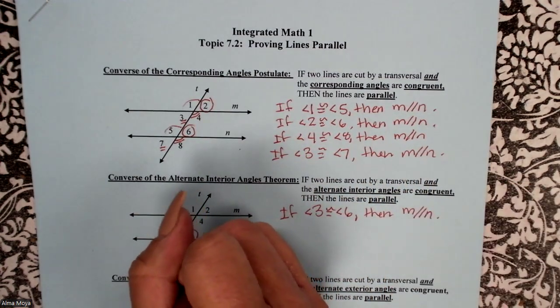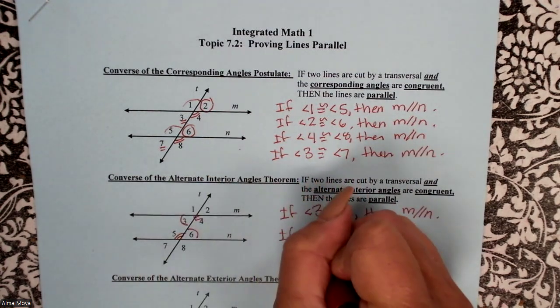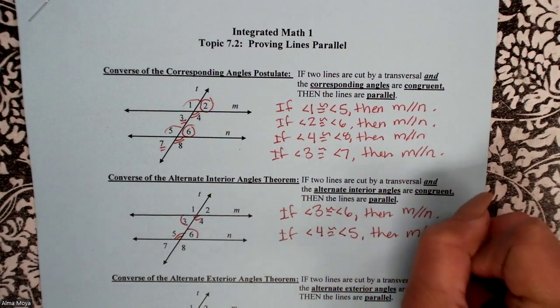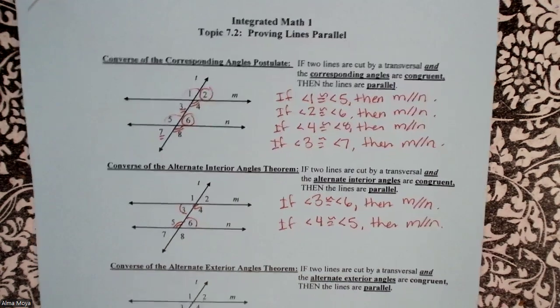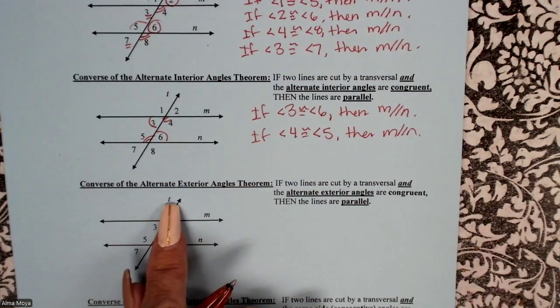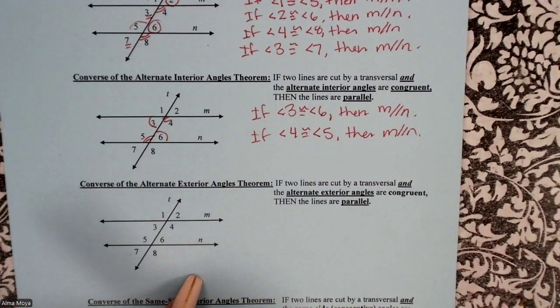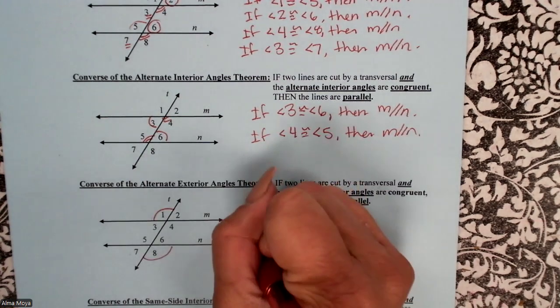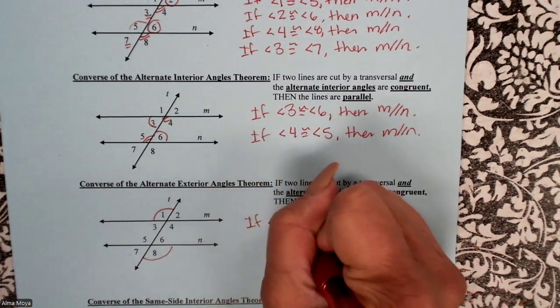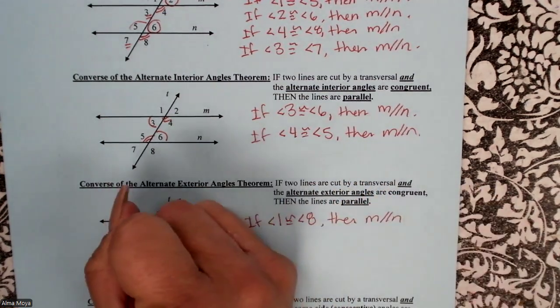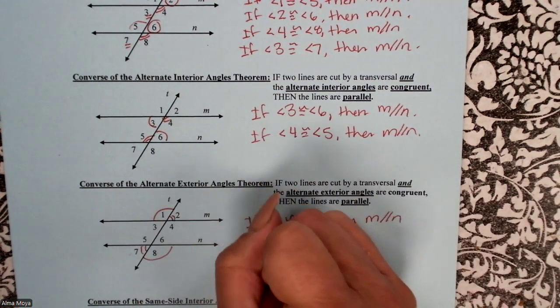And then we have right here 5 and 4. If angle 4 is congruent to angle 5, then M is parallel to N. Converse of alternate exterior, okay? Alternate means opposite sides of the transversal. Exterior means outside. So 1, 2, 7, and 8. So 1 is going to go with 8. If angle 1 is congruent to angle 8, then M is parallel to N. And then we have 7 and 2.